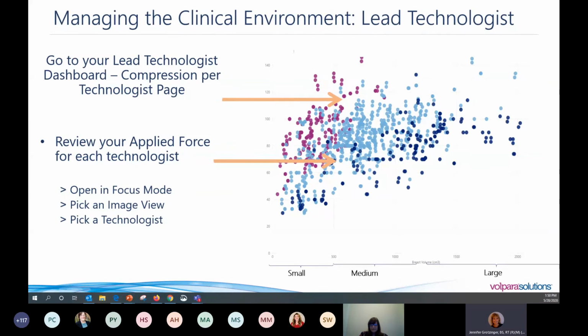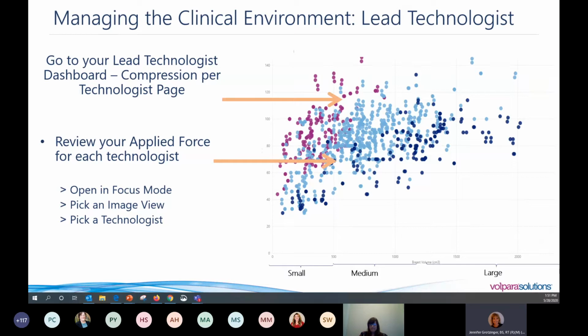So now let's move into the lead technologist dashboard. If you're a lead tech and your techs either don't have technologist access to Volpara, or you want to help improve or identify areas that they can work on, here's a great place for you to look. In the lead technologist dashboard, there is a compression per technologist page.